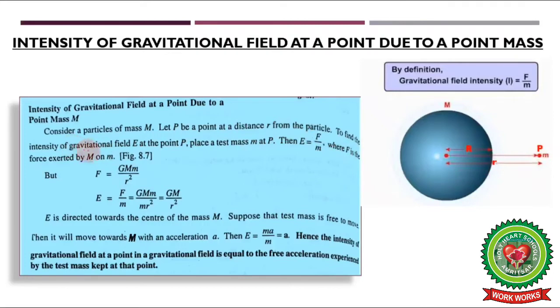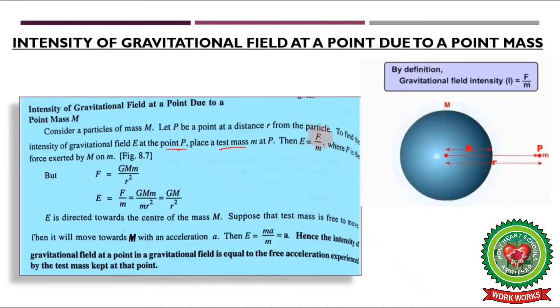We have to find the intensity of gravitational field E at point P. What is the strength of gravitational field at this point? Place a test mass m at that point. What is a test mass? Test mass means a very small mass, so that its gravitational field may not affect the gravitational field of the bigger mass, right? That's why we call it test mass.